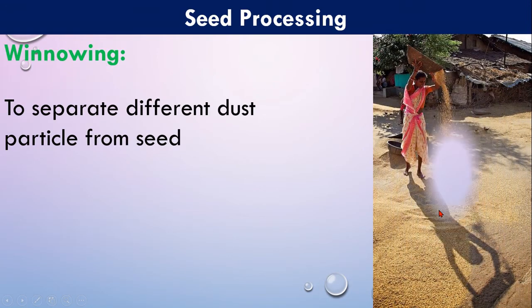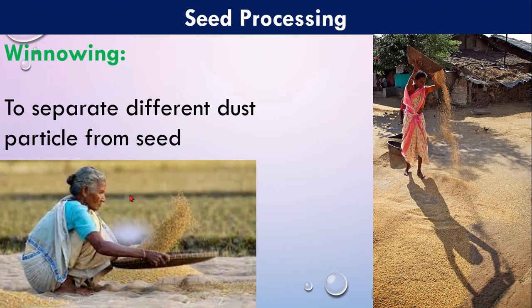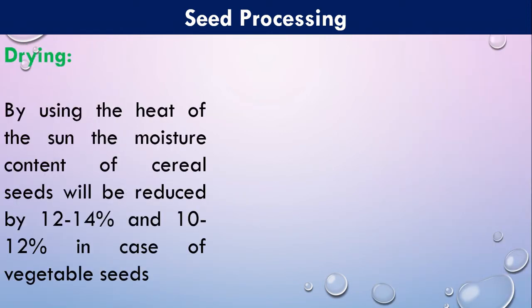Winnowing. So what is winnowing? Winnowing means removing all the dust particles from the seed. That is called winnowing. You can use a seed dryer as well, or you can use a local method. This lady and this old woman here are using the local method for removing or separating the dust particles from the seed. Next one is drying.